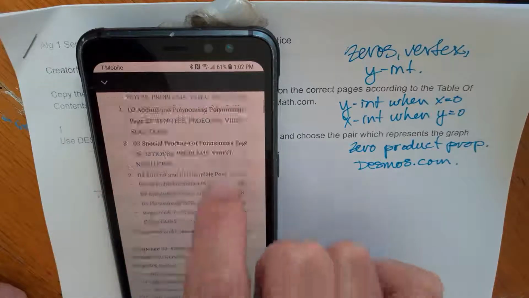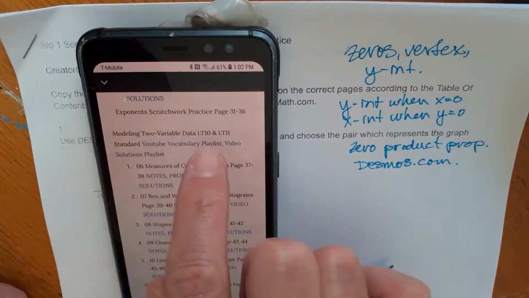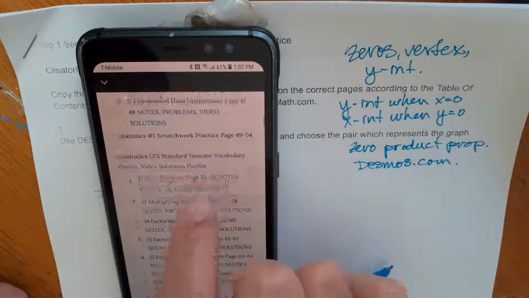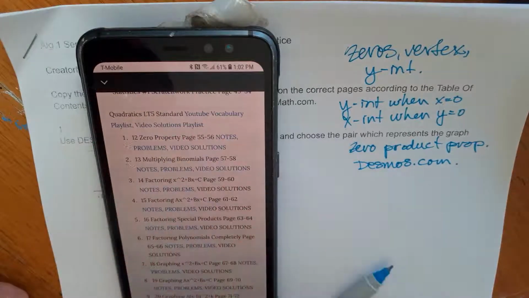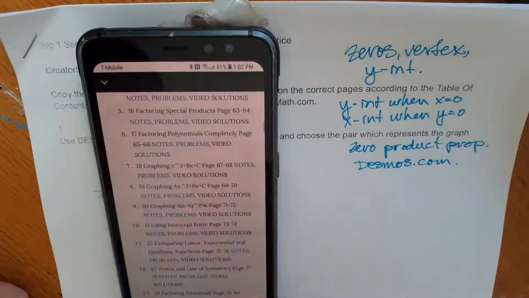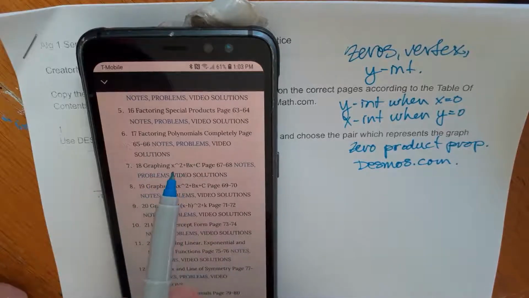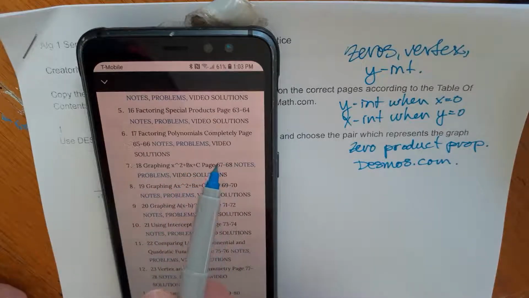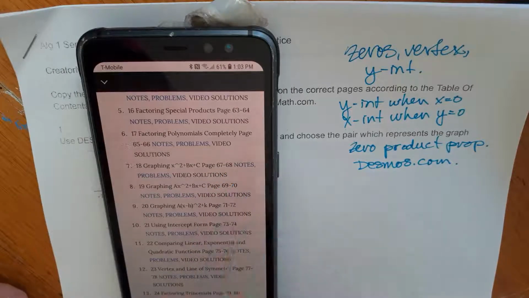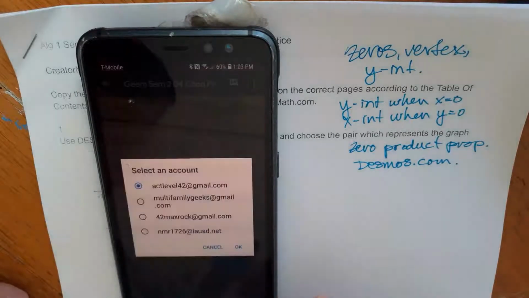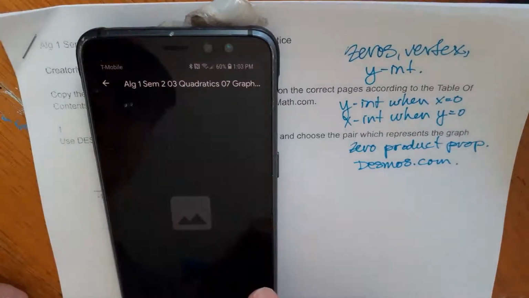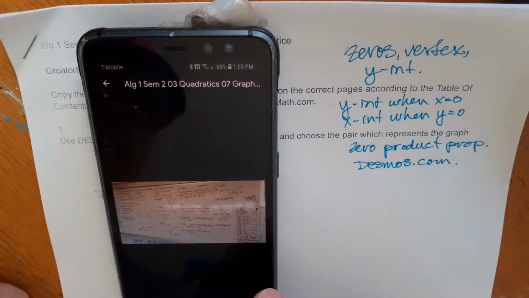Here's exponents and polynomials, modeling two variable data, and we're in quadratics. We're all the way down in this lesson here, graphing x squared plus bx plus c. This goes on page 67-68 of your comp book. Here's the notes. Make sure you can open those. It's a picture of the board or a picture of my notes. For me, sometimes it takes a second or two to load. And sometimes I have to load it twice, you guys. It doesn't always come through.